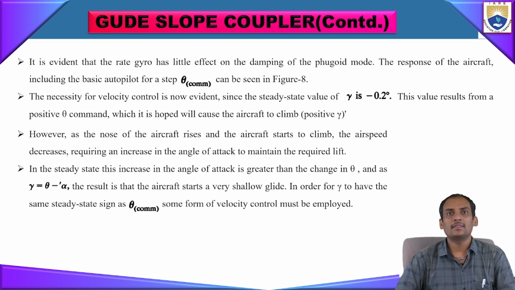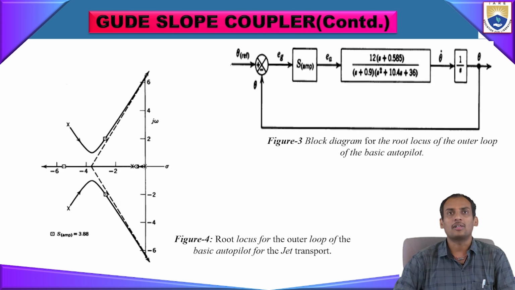For a steady state approach, this increase in angle of attack will be greater than the change in theta. And if gamma is theta minus alpha, then the result is that the aircraft starts a very shallow glide only. So in order for gamma to have the same steady state sign as the theta command, the velocity control command also will be employed for this autopilot system.